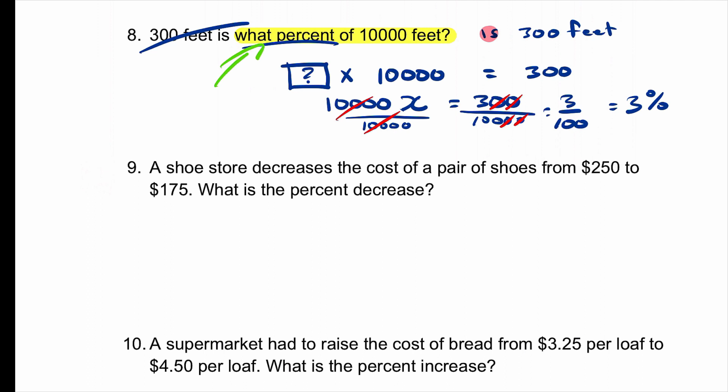So our answer is 300 feet is 3% of 10,000 feet.